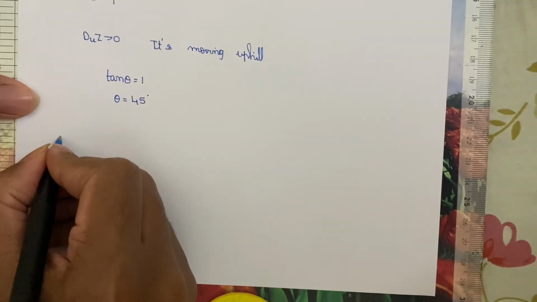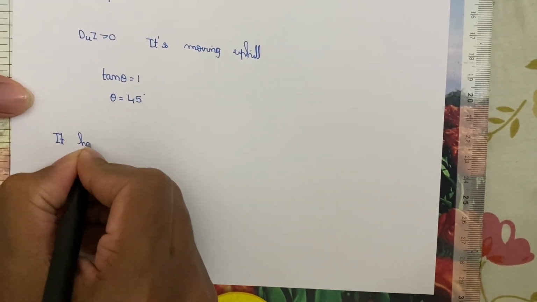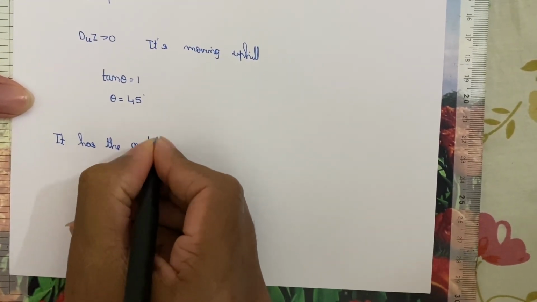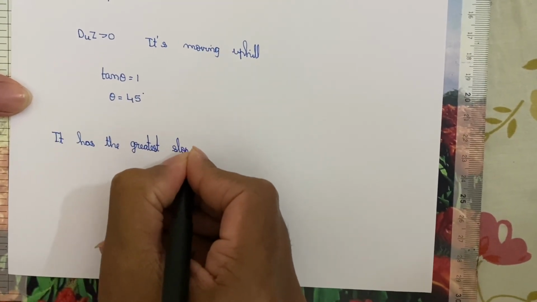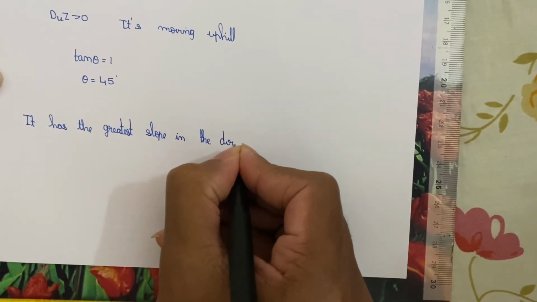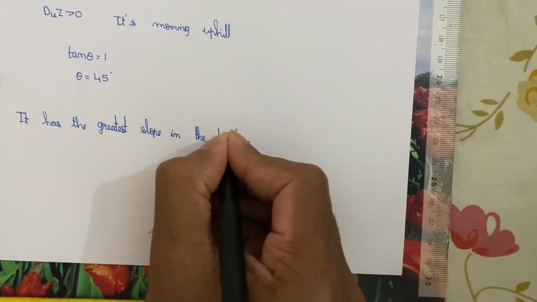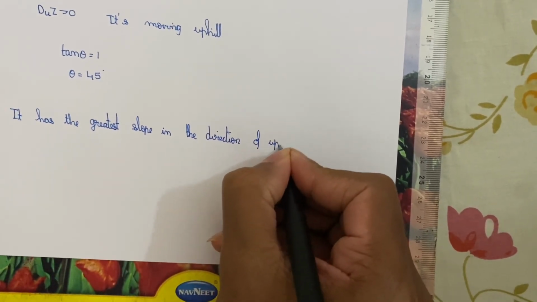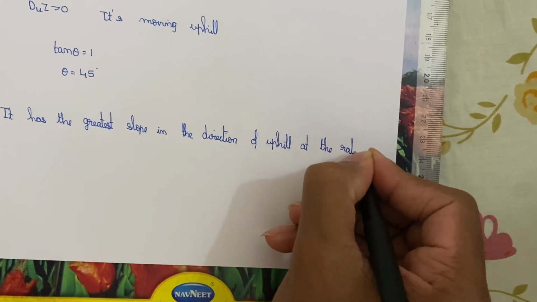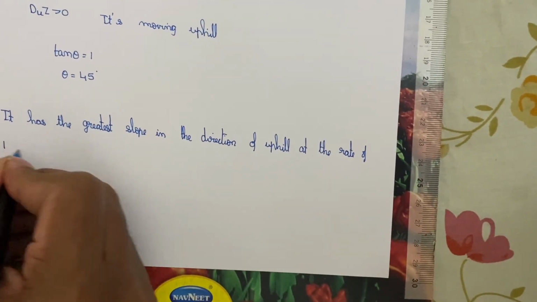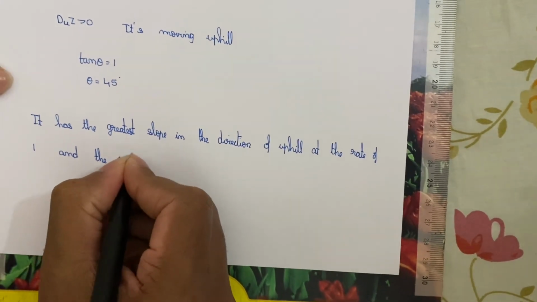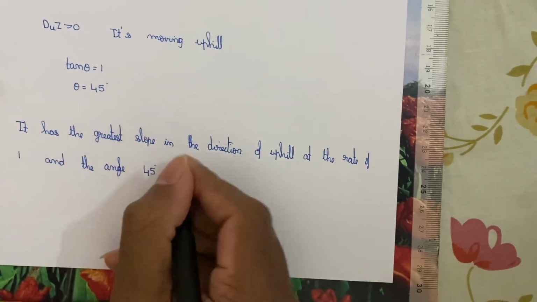So the final answer is, it has the greatest slope in the direction of uphill at the rate of 1 and the angle 45 degrees above the horizontal.